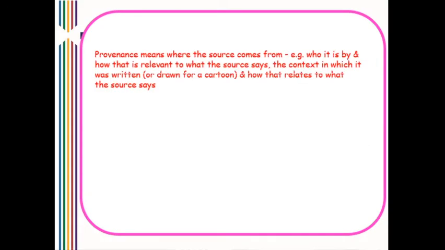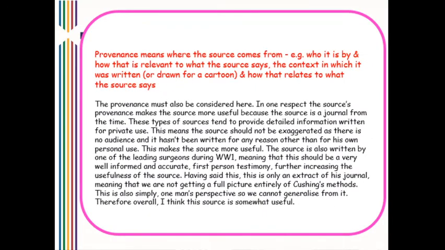Okay, let's have a look at my example together then. So I've said the provenance must also be considered here. I'd always start with that sentence just to show the examiner that this is where you're going to discuss provenance. So in one respect, the source's provenance makes the source more useful because the source is a journal from the time. These types of sources tend to provide detailed information written for private use. This means the source should not be exaggerated as there is no audience and it hasn't been written for any reason other than for his own personal use. This makes the source more useful.